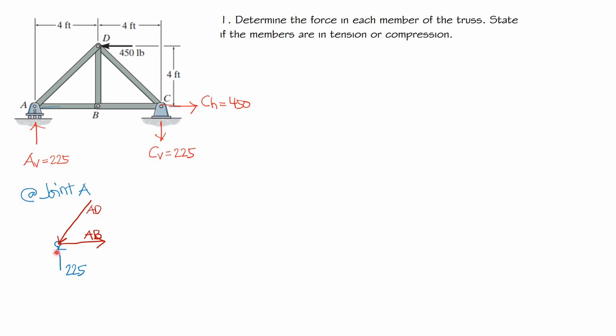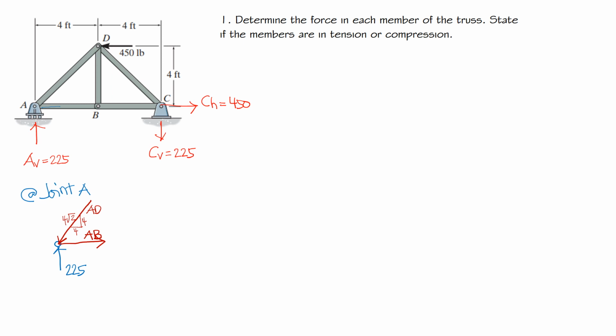We can solve the value of AD by using summation of forces vertical, and then we can solve for the value of AB by using the other equilibrium equation, which is summation of forces horizontal. This has a slope: this is 4, this is also 4, so the hypotenuse is 4 square root of 2.